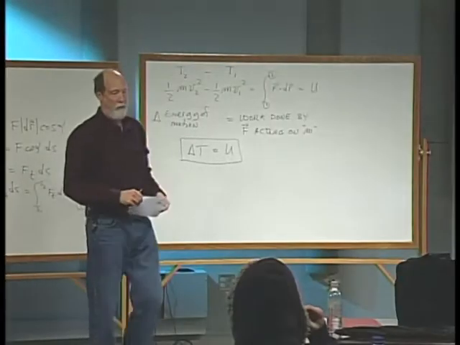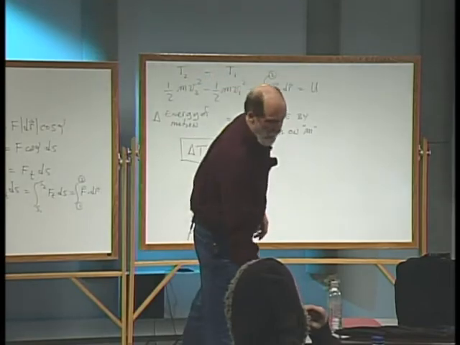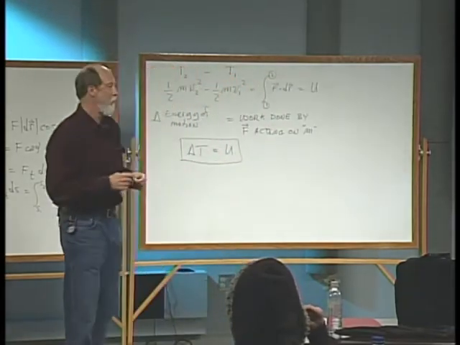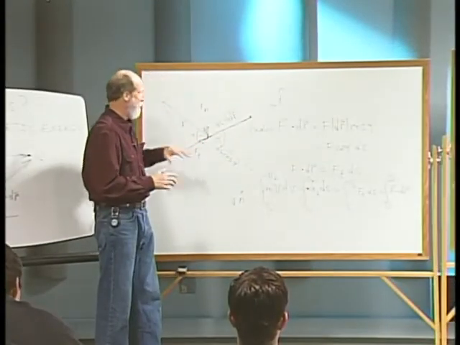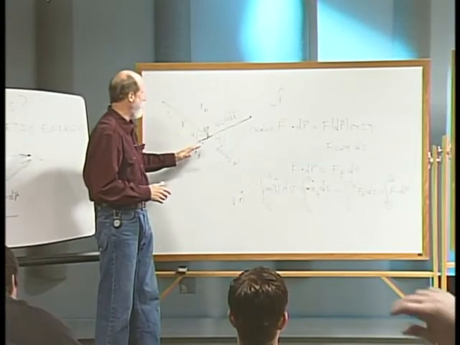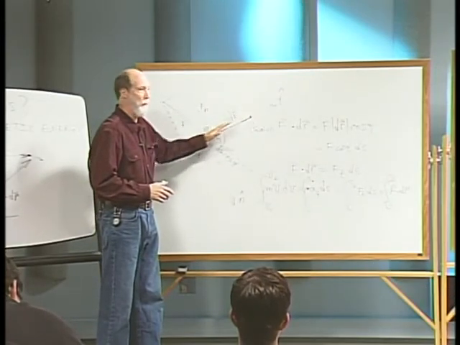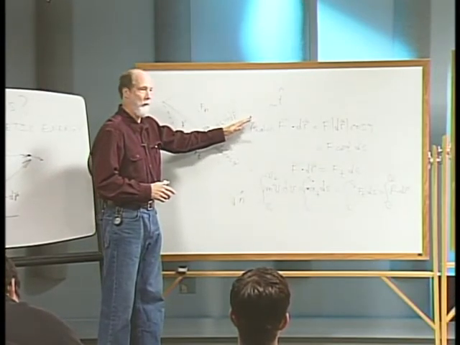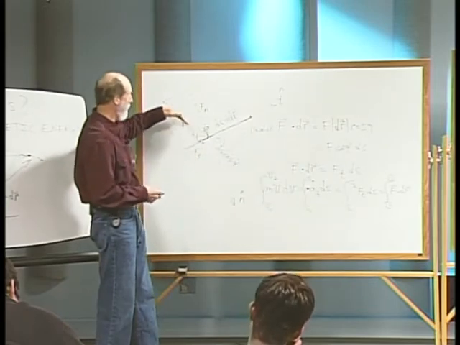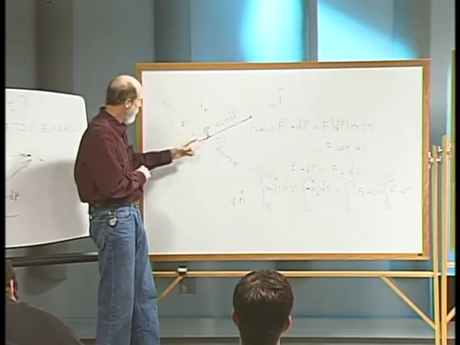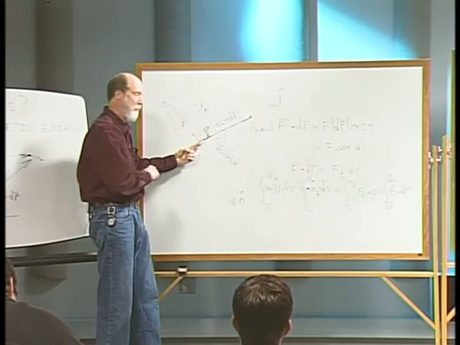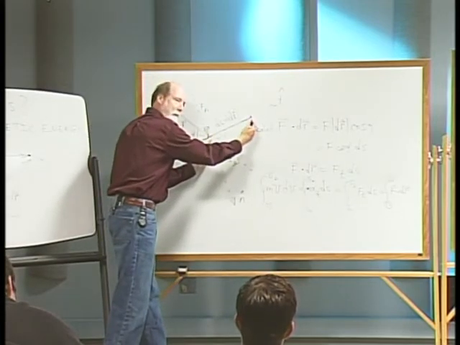Let's go spend a couple minutes investigating this work expression in a little more detail. I think it's pretty clear here if you think about this. You can take the amount of force that's in the direction of the displacement and multiply that by the displacement, and you get the work done. So that's the way I explained it in this derivation. The amount of force that's in the direction of the displacement times the displacement.